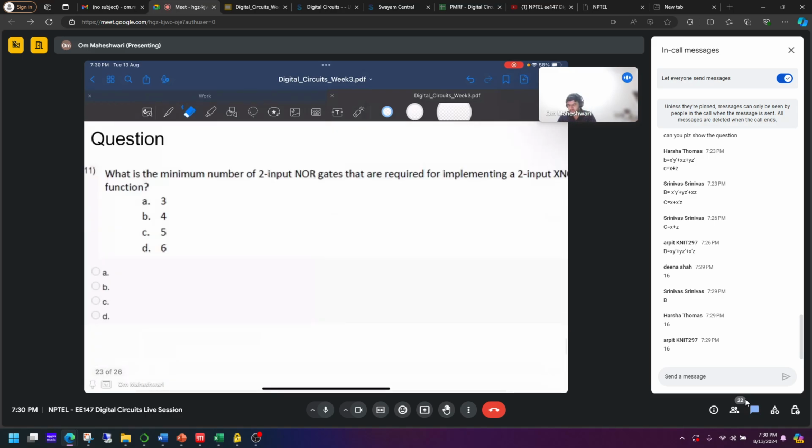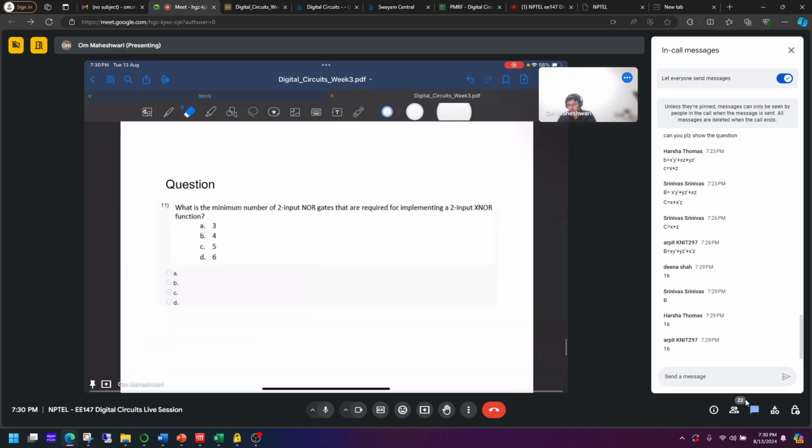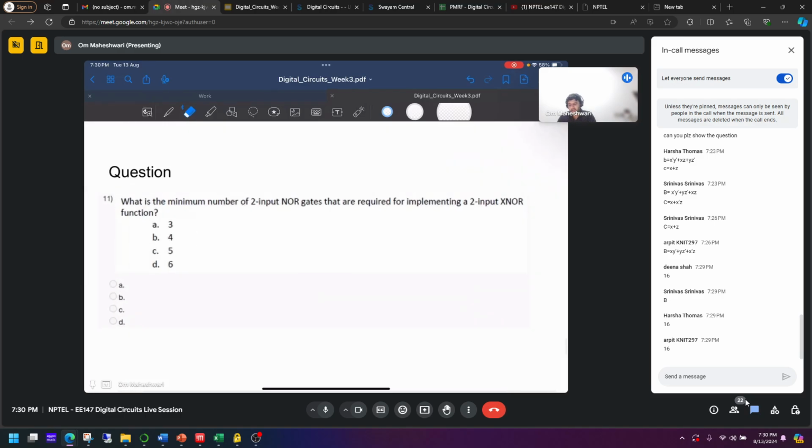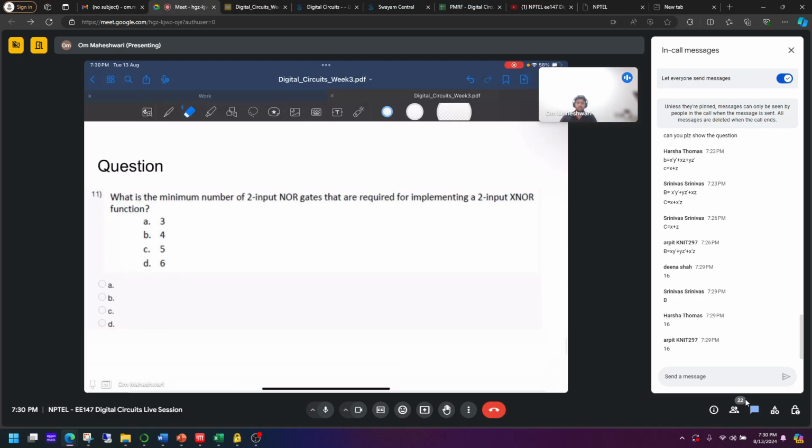Okay. Next question is, what is the minimum number of 2 input NOR gates that are required for implementing a 2 input XNOR? Please think about it.